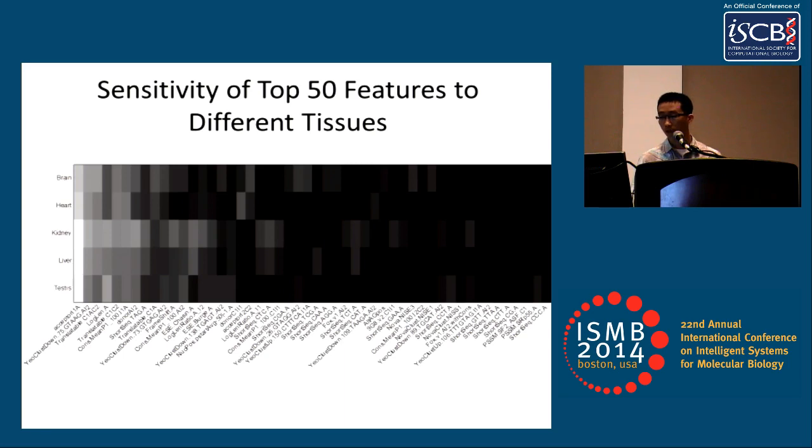tissue-specific predictions. And you can see that the kidney and liver are quite similar in this table, and it's true that our model actually has a more difficult time predicting kidney versus liver PSI.